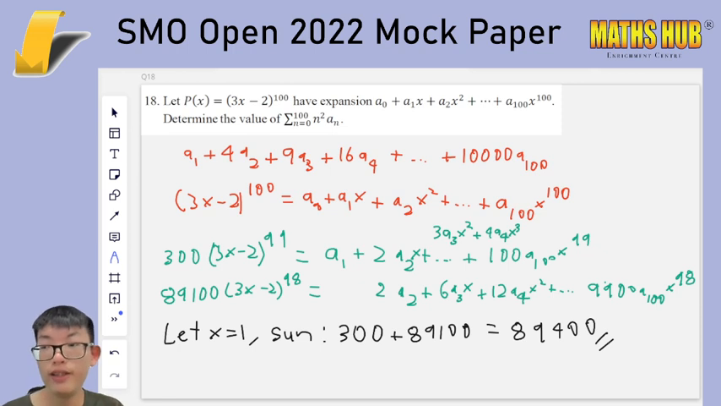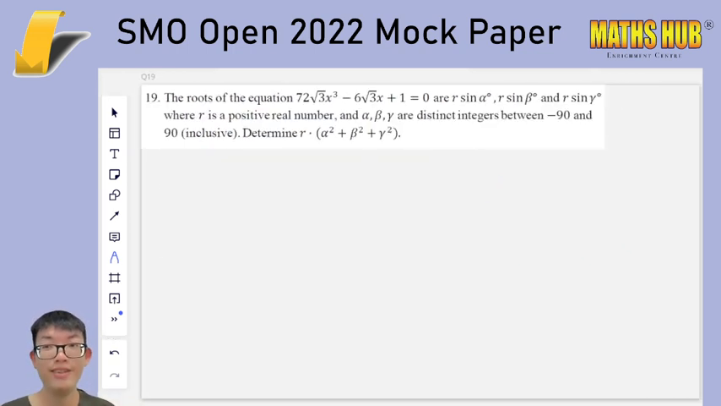Okay, question 19. The roots of this equation are r sine alpha, r sine beta, and r sine gamma, where alpha, beta, and gamma are all between negative 90 and 90 degrees. Determine r times alpha squared plus beta squared plus gamma squared.